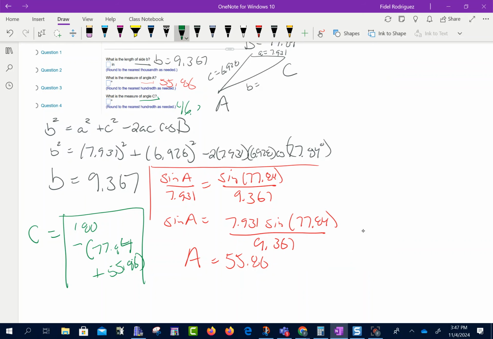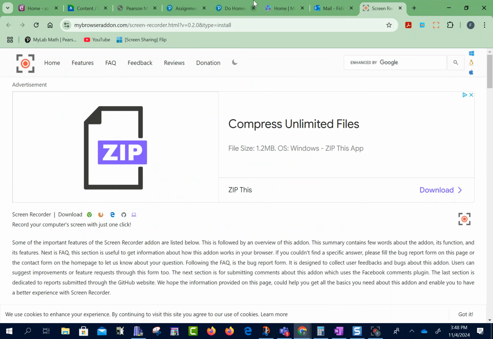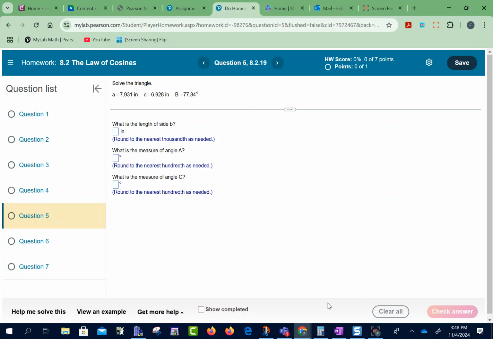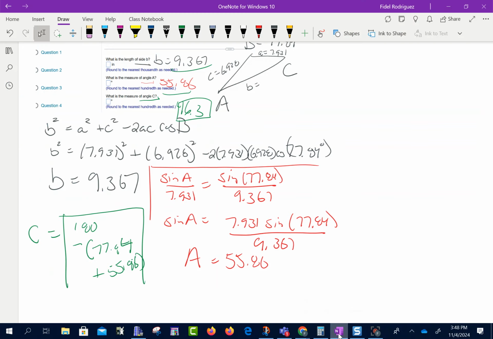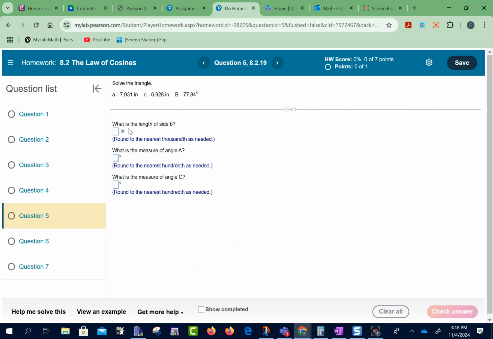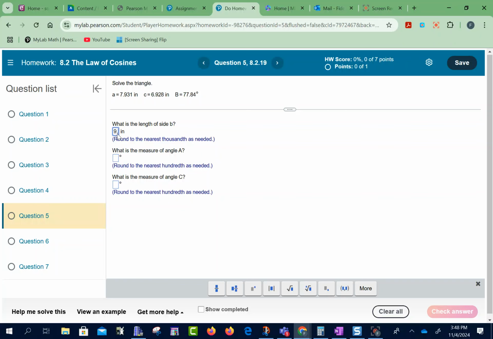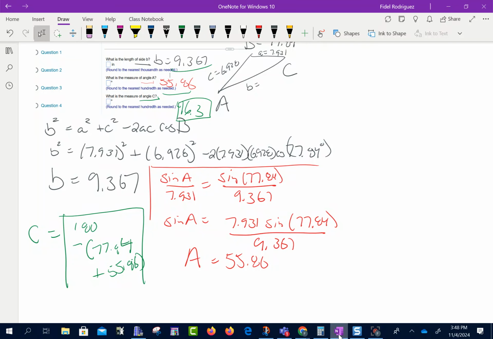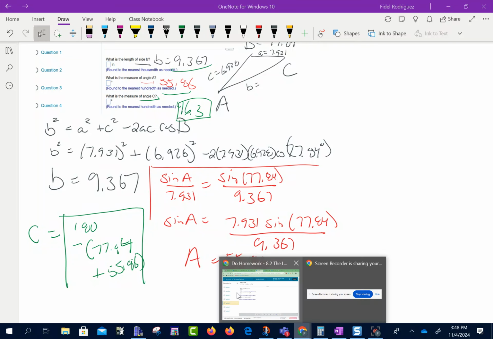46.3. Okay. So let's see if we can check our answers, make sure that we're all doing okay here. Let's come back this way. Boom, here we go. So for side B, y'all, I got 9.367. Right here, I'm going to go 9.367. For angle A, it was 55.86.